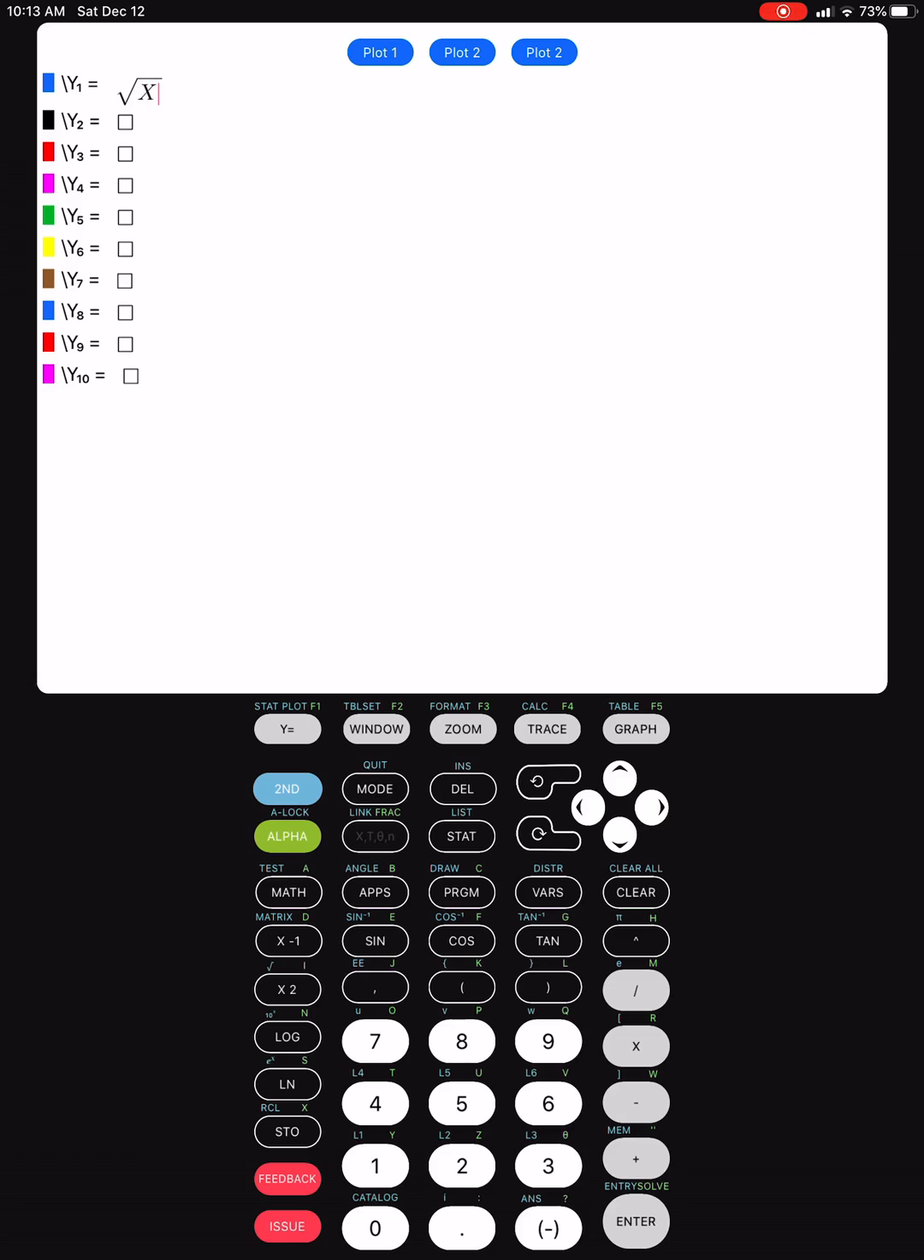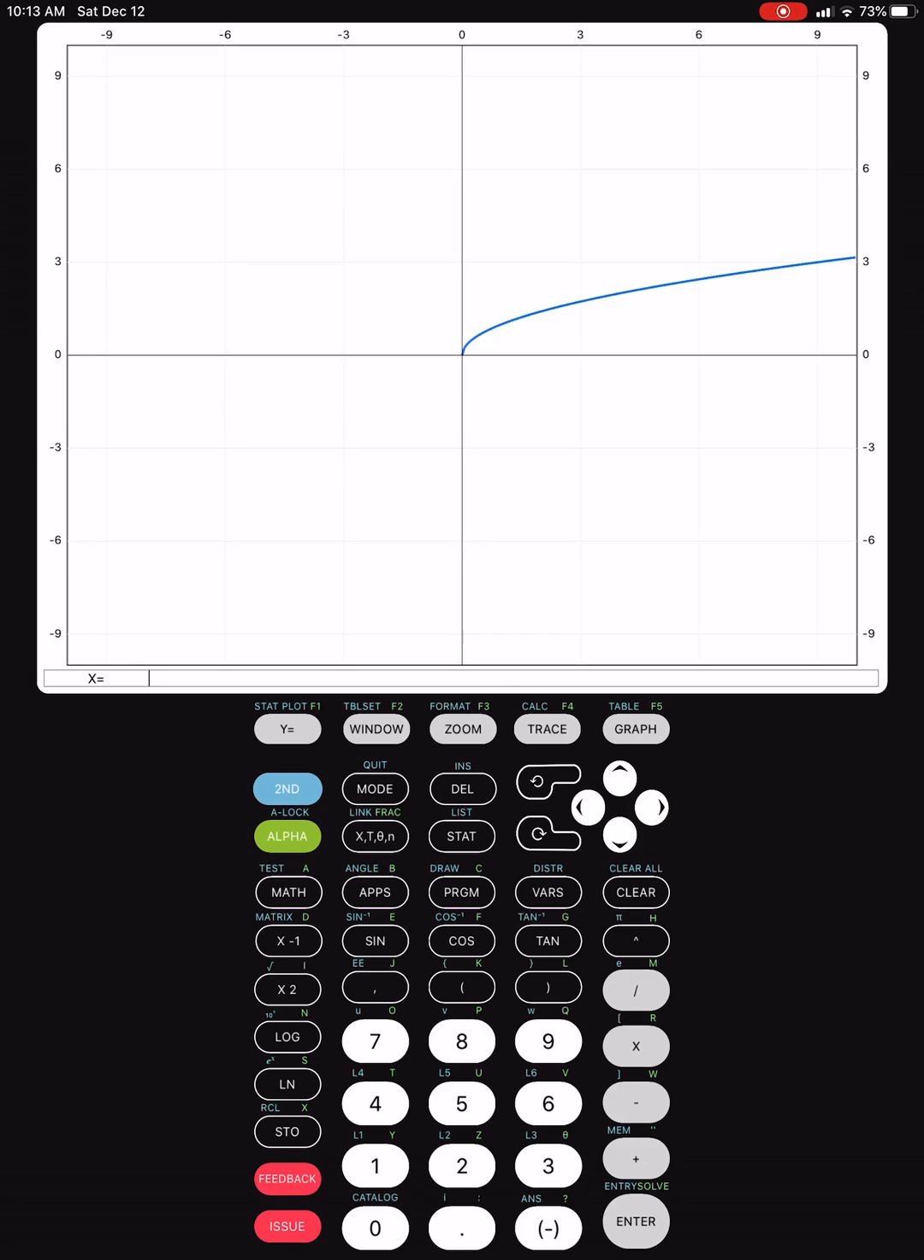You can just watch. You don't have to go grab your calculator right now if you don't want to. I'm going to put this in, and this is what the graph looks like. What you notice is that all the y values, all the outputs, are positive.